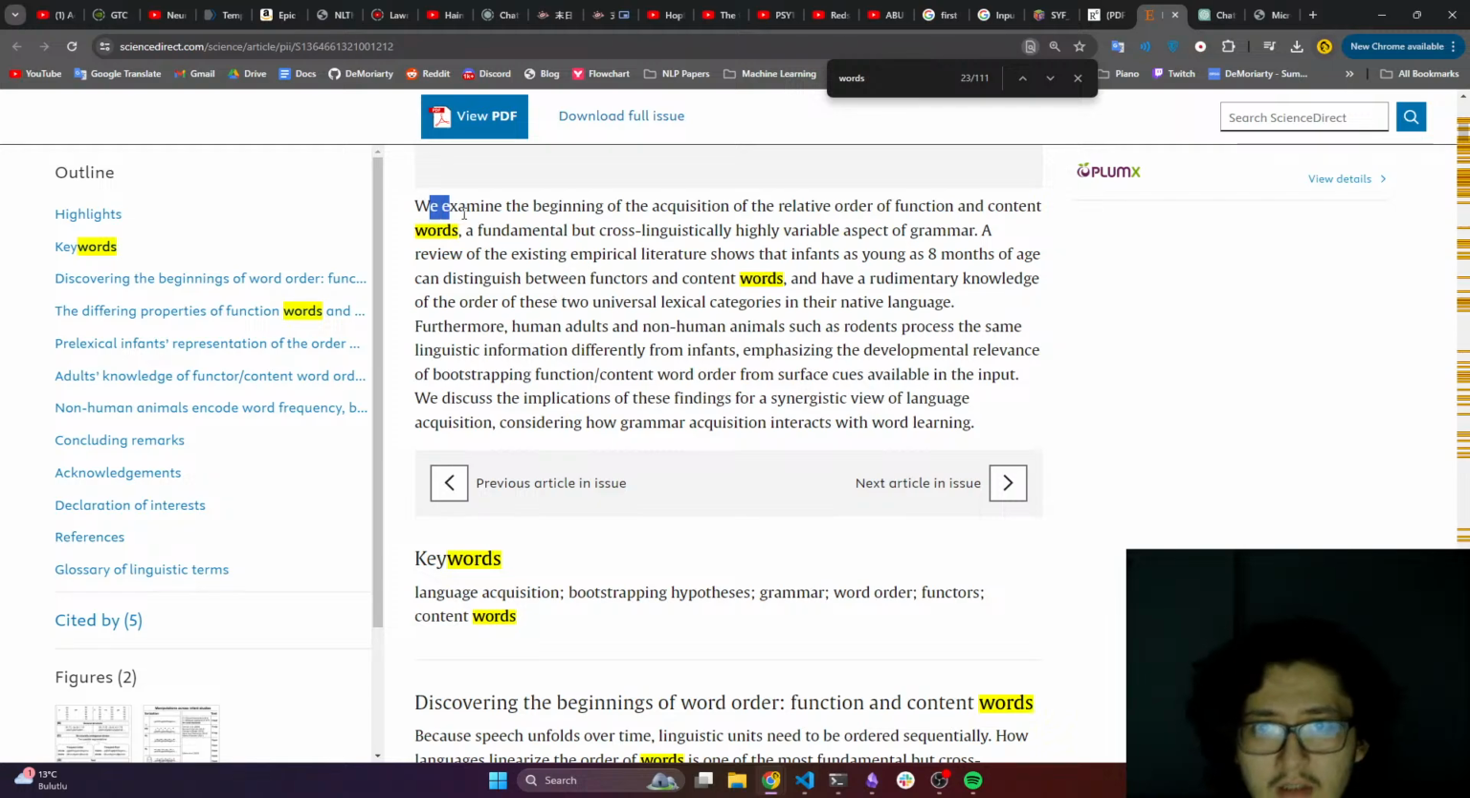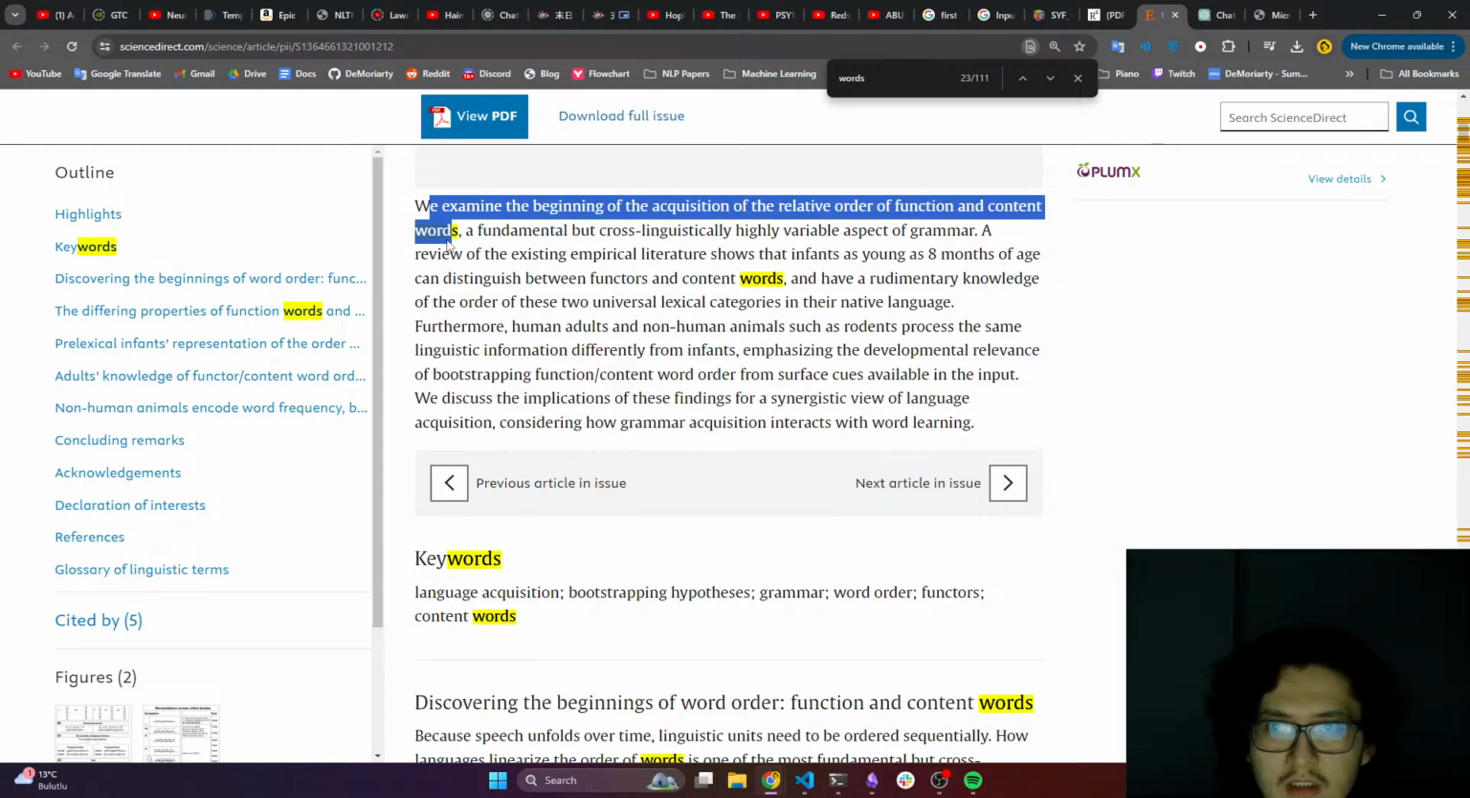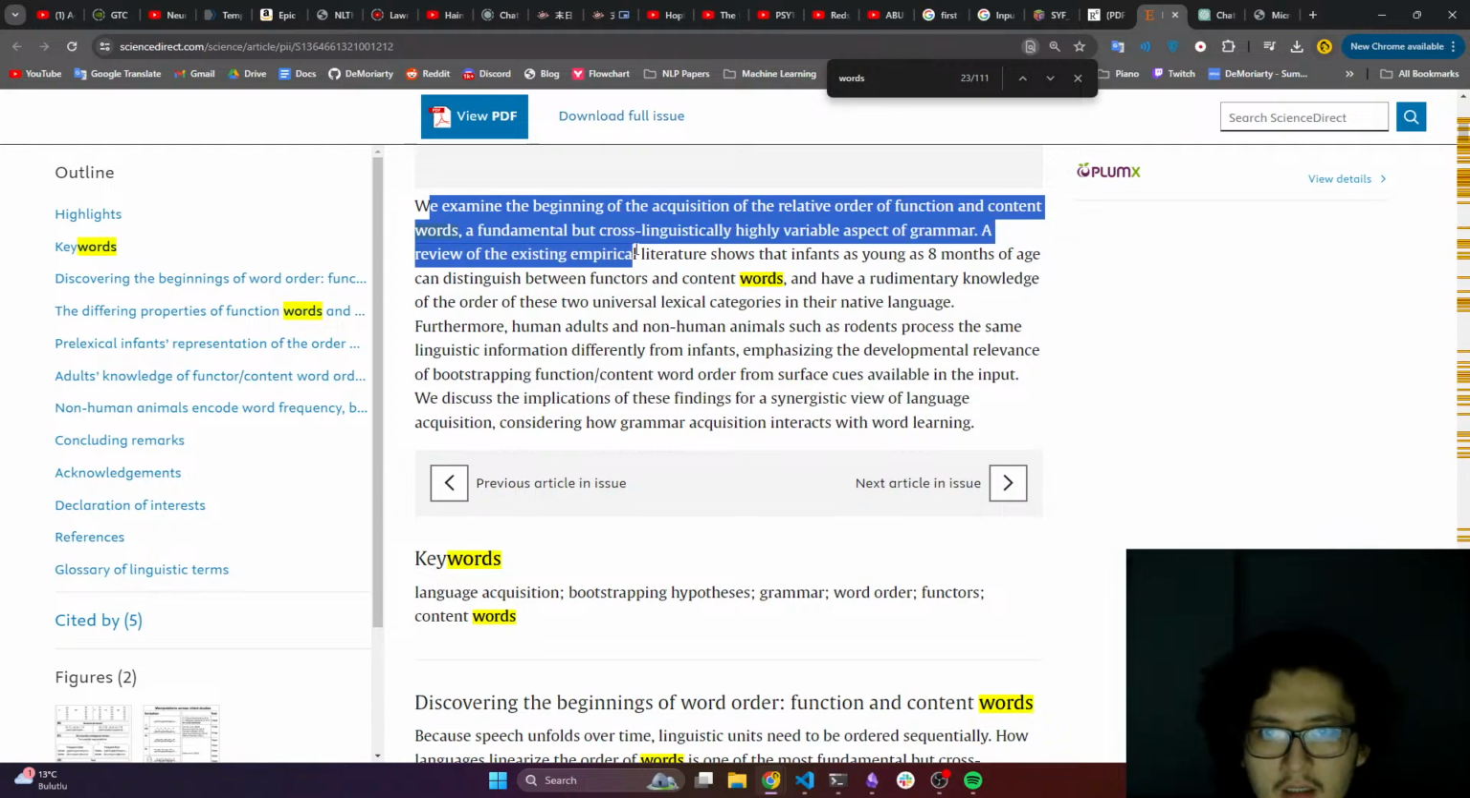We examine the beginning of the acquisition of the relative order of function and content words, a fundamental but cross-linguistically highly variable aspect of grammar. Review of existing literature shows that as young as 8 months, infants can distinguish between functors and content words.